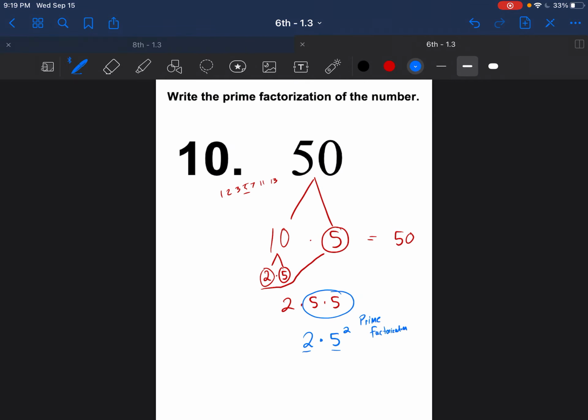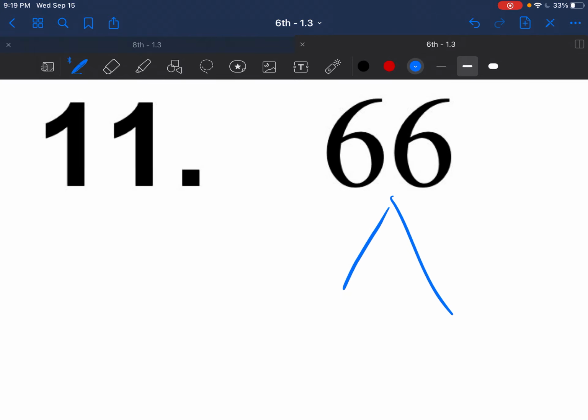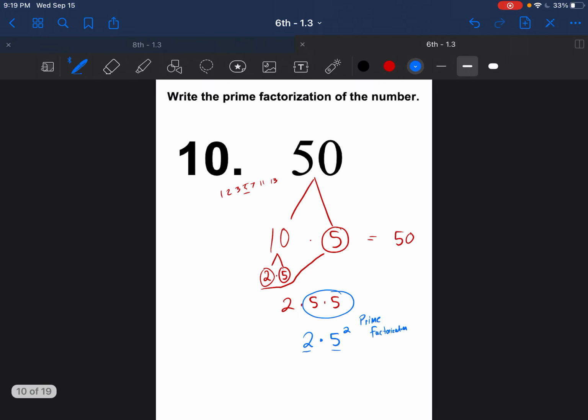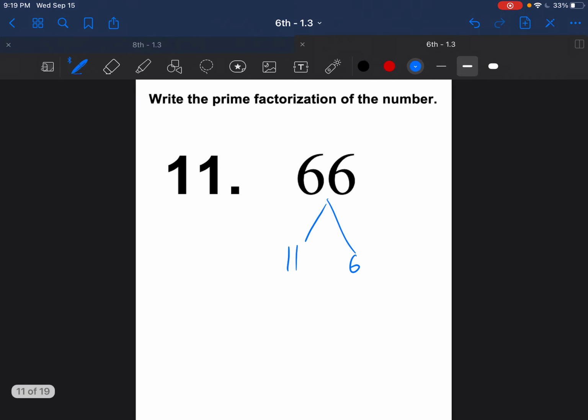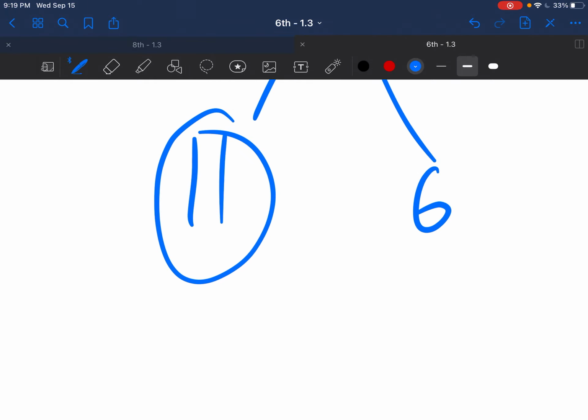Let's try another one. 66. Let's see. What numbers can go into 66? Well, I'm thinking 11, right? Because 11 and 6, right? 11 times 6. If we look at the last problem, is 11 a prime number? Yes, it is. So we're done with 11. I'm going to circle it. But 6 is not a prime number. What numbers can go into 6? Well, we got 2 and 3.